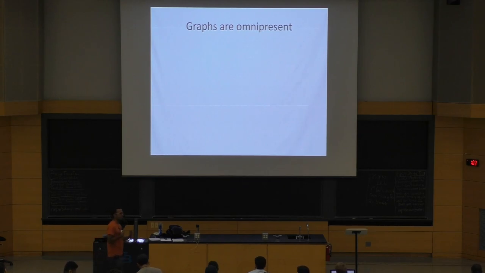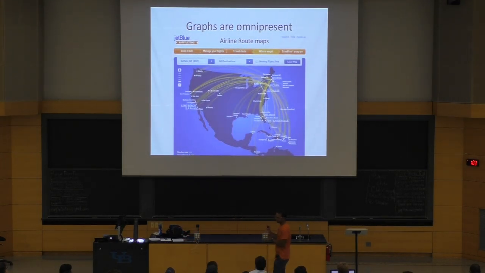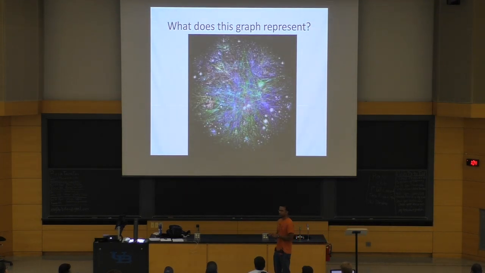In the next few slides, what I'll quickly try to do is make you realize that graphs are everywhere. It's just a matter of thinking of things as graphs. So for example, if you look at the airline route maps, and this is of course not the entire airline route map for the US and not even for JetBlue, but here, every node or entity is an airport, and there's an edge between, say, New York City and Buffalo because there's a direct flight between these two airports. Okay. Any guesses what this graph represents?